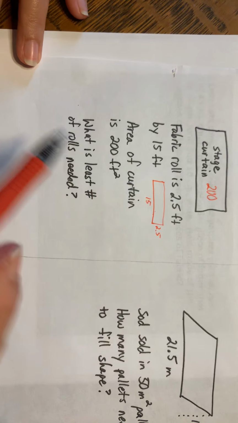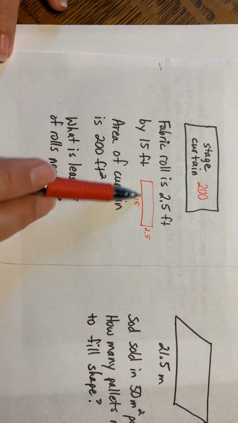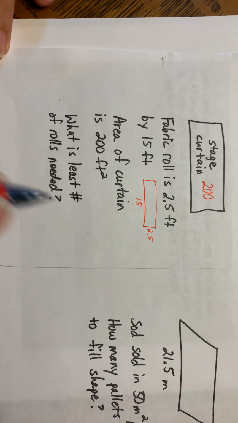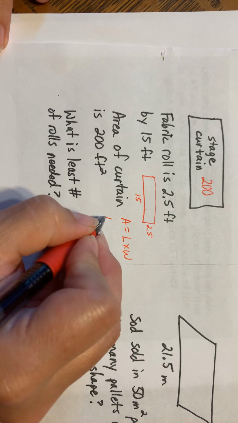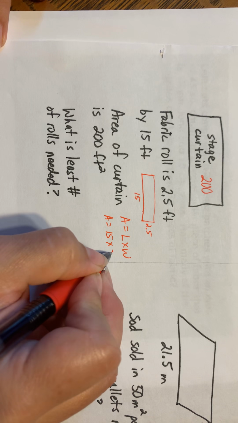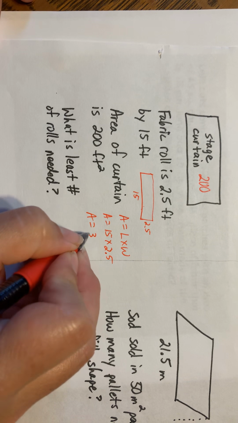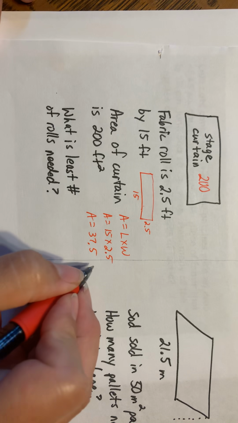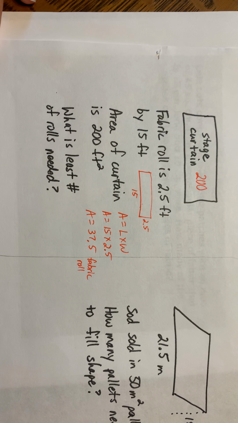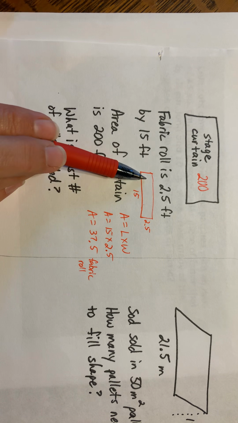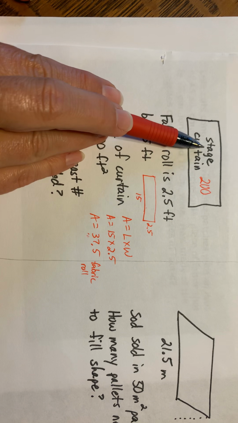entire stage curtain. So the first thing we probably need to figure out is what is the area of the fabric roll. So to find that, I'm going to say area equals length times width. So I'm going to multiply 15 times my 2.5, and that's going to get me 37.5. That's what the fabric roll can make. But that's not my answer. That's just how much area is in that fabric roll. So how much of this is going to fit into here?